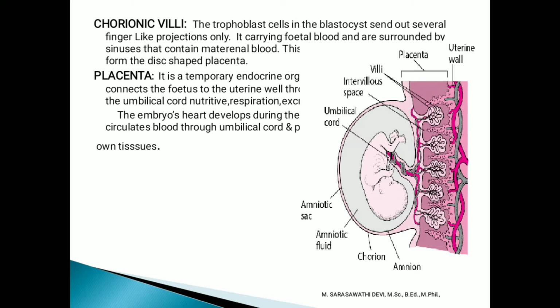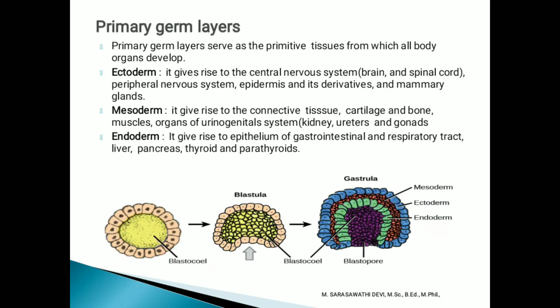The embryo's heart develops during the 4th week of pregnancy and circulates blood through the umbilical cord and placenta as well as through its own tissue. Primary germ layers. Primary germ layers serve as primitive tissue from which all the body organs develop.